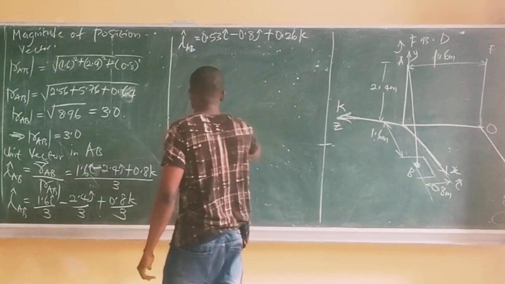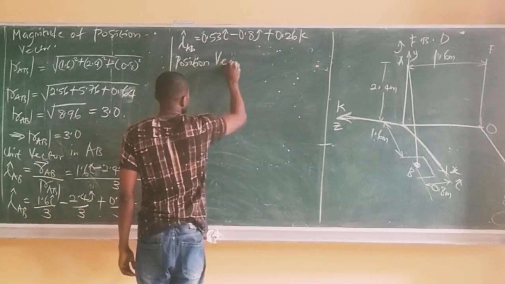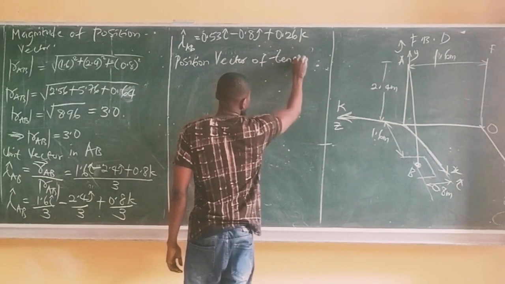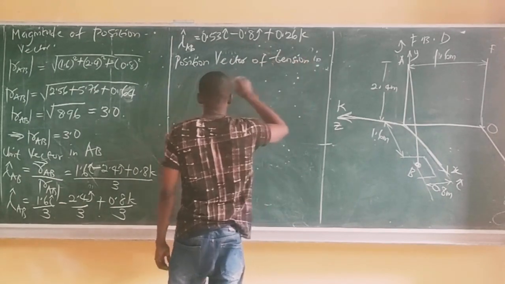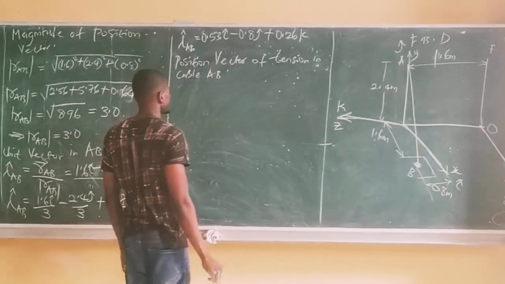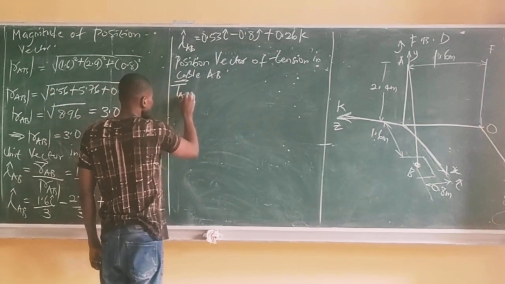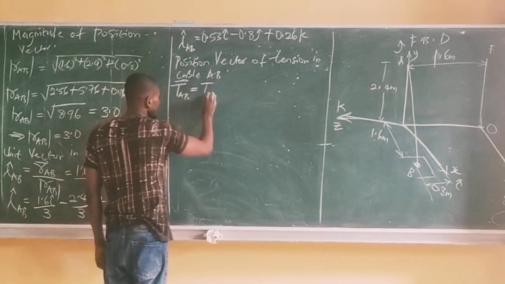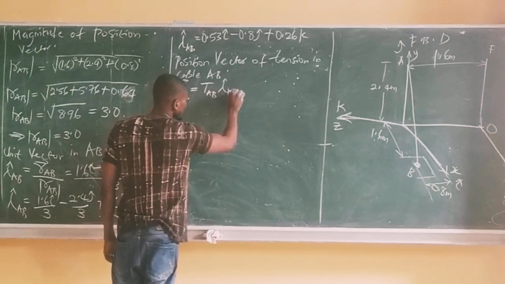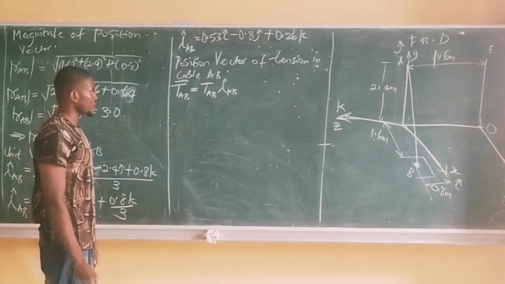So find the position vector of the tension in cable AB. That's the next thing to find, and that position vector of the tension in cable AB is simply the magnitude of the tension in cable AB times the unit vector of the tension in cable AB. That's the formula.